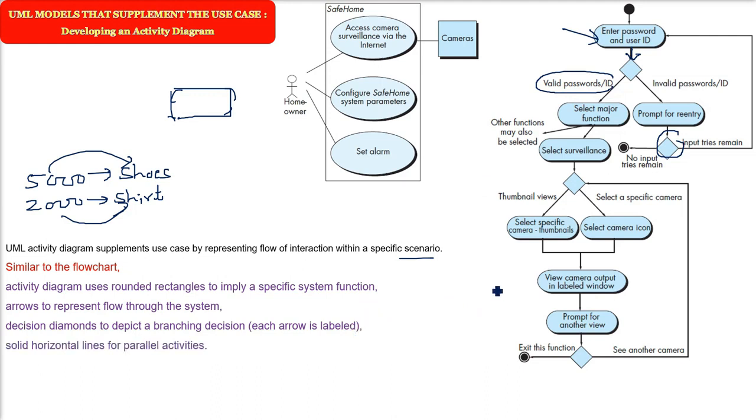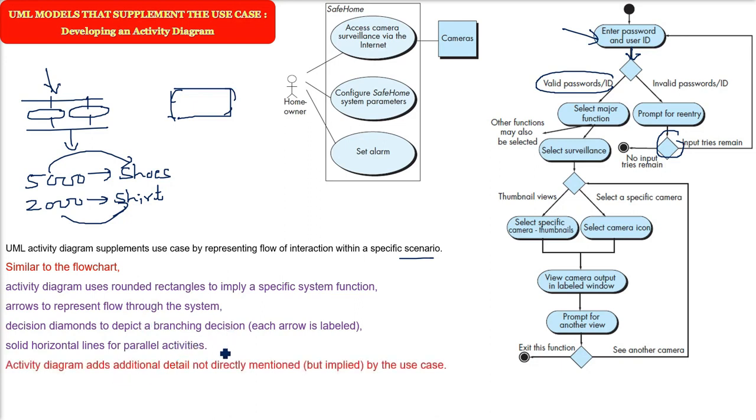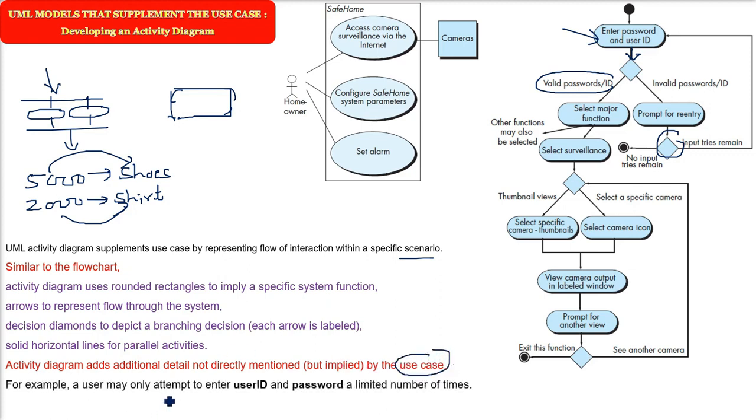There are multiple ways to represent it. Sometimes we draw these horizontal lines, and inside them we write various parallel activities. I'll show you parallel activities here. So these are the different figures normally used. A round circle with a bold circle is the end. So the activity diagram is additional. Whatever is implied by the use case, we add to the activity diagram.